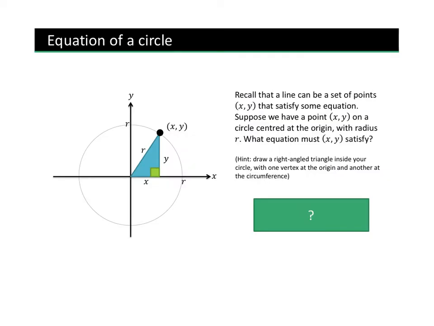Completely brand new equation of a circle. Now, if we think about the centre of the circle being (0, 0) for now, okay? So here's my centre. And we can say that this coordinate (x, y) is on the circle. Does anybody know what equation x and y must satisfy with the radius?